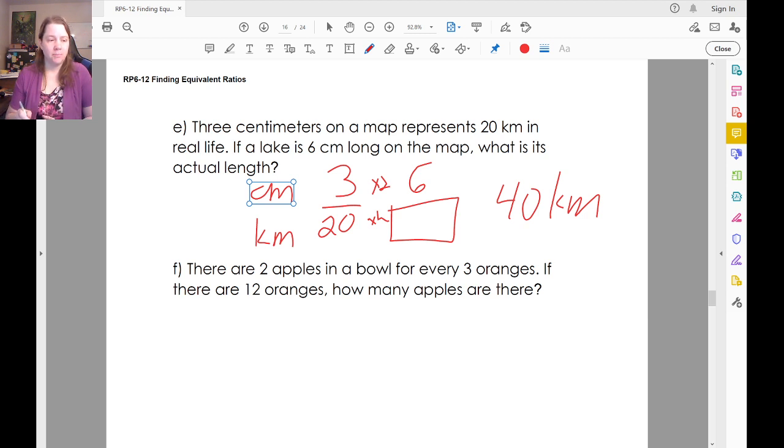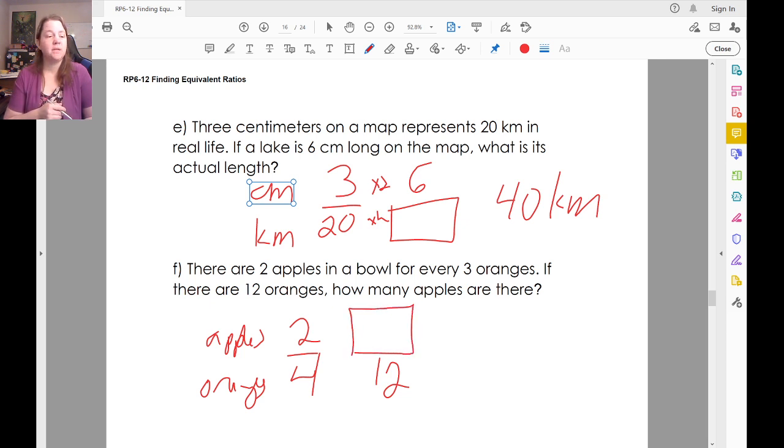There are 2 apples in a bowl for every 3 oranges. So we're talking about apples to oranges, literally comparing apples to oranges. They're saying if there are 12 oranges, so I'm going to put the 12 down here where the oranges is, written ever so sloppily, to figure out how many apples there are. 4 times 3 is 12. 2 times 3 is 6. So there are 6 apples.